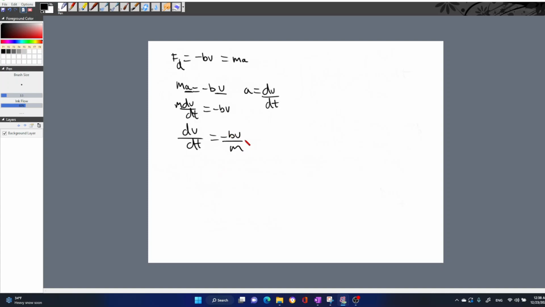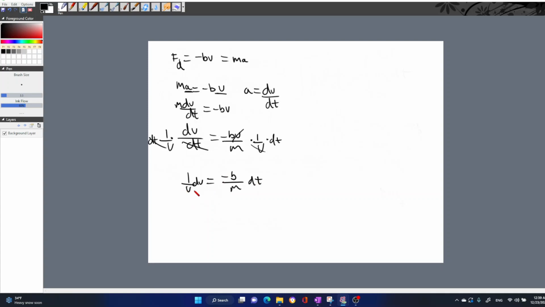So now we can actually multiply both sides by 1 over v to cancel the v's out. So multiply by 1 over v and move the dt over. So multiply by dt on both sides. Doing that gives us negative b over m dt, which is equal to 1 over v dv. These dt's cancel out, and then the v's cancel out here.